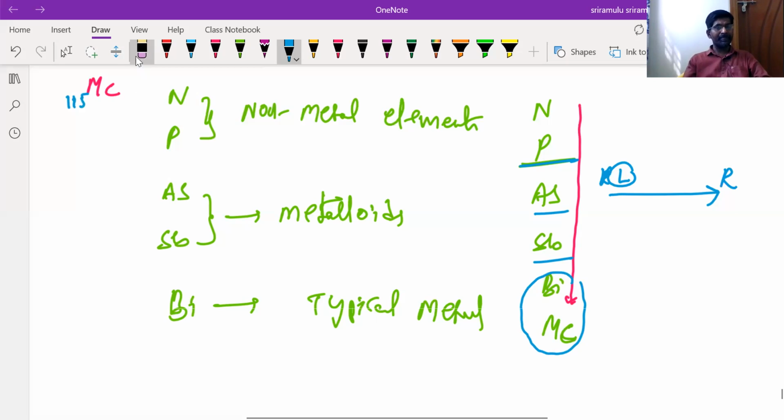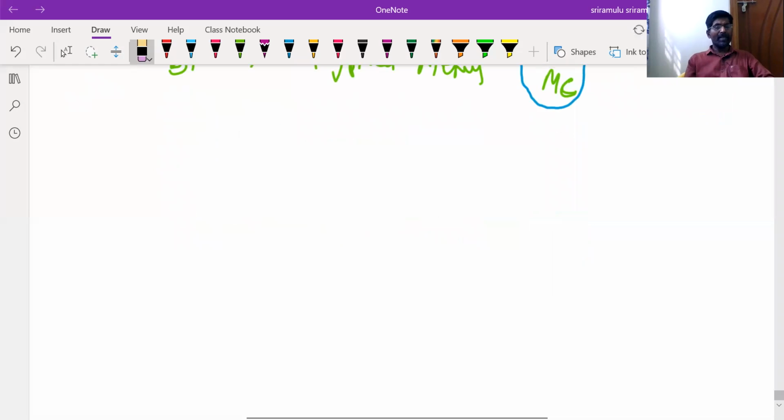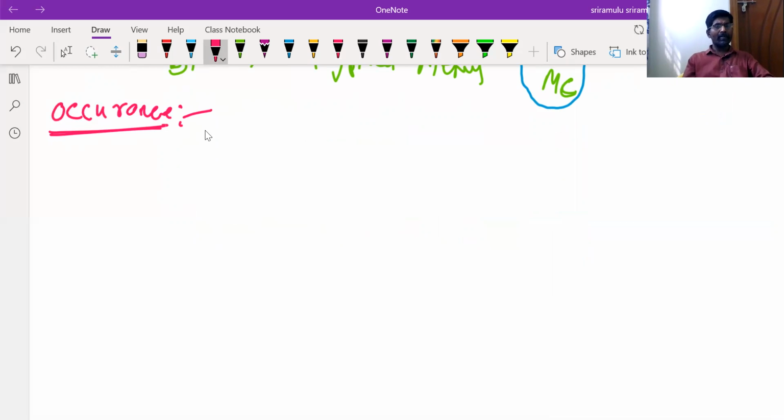And next is the occurrence of the 15th A group elements, okay students. Now in case of occurrence, nitrogen element always occurs in a molecular state. Nitrogen molecule, okay, it occurs in a molecular state.